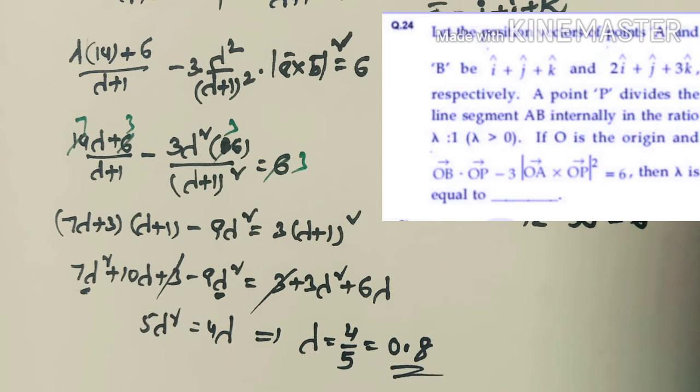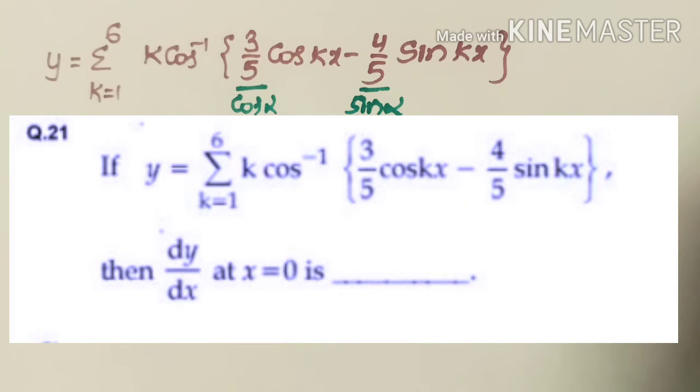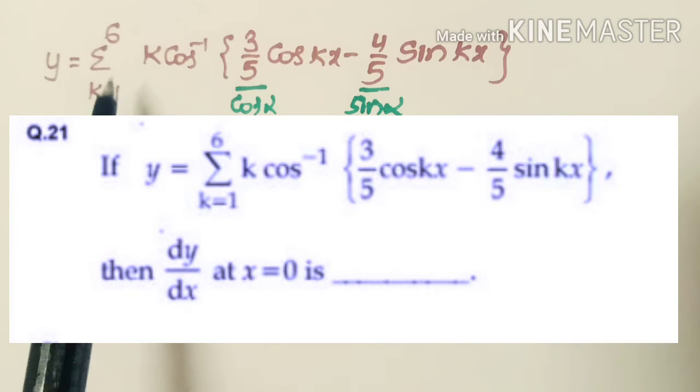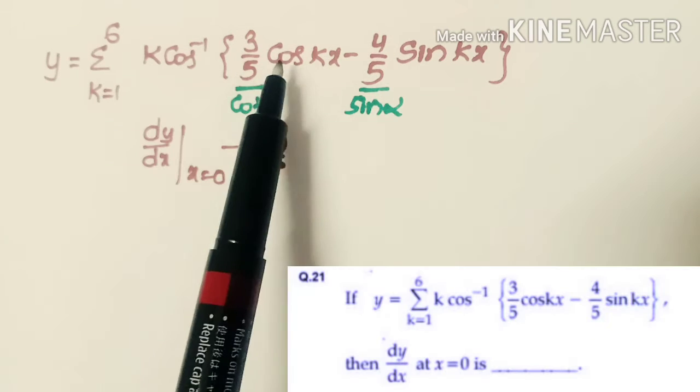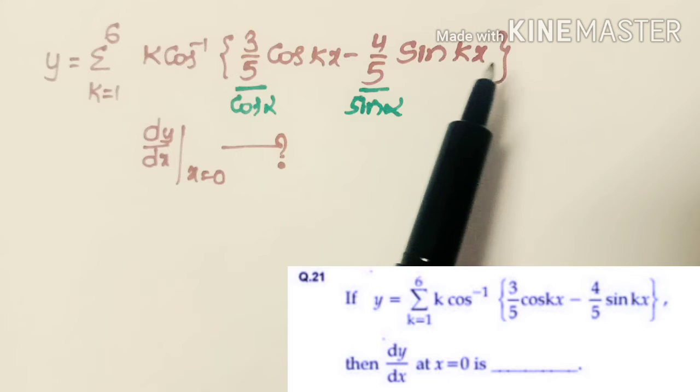That's all. Next problem: if y is equal to sigma k equals 1 to 6 of k into cos inverse of (3 by 5 into cos kx minus 4 by 5 into sin kx), then dy by dx at x equals 0 is. So given that y is equal to sigma k equals 1 to 6 k cos inverse of 3 by 5 into cos kx minus 4 by 5 into sin kx.